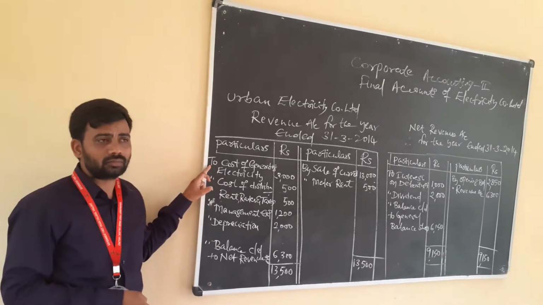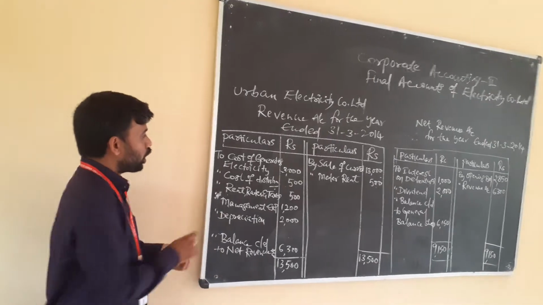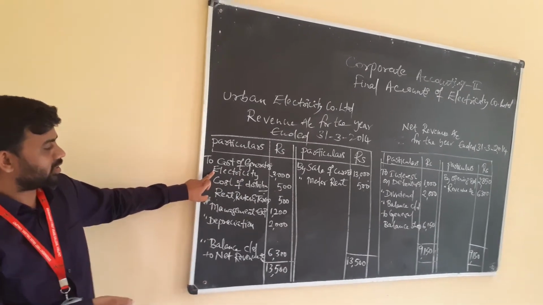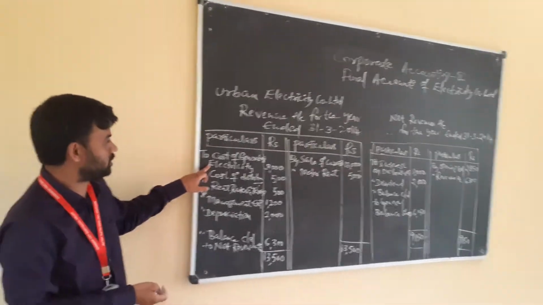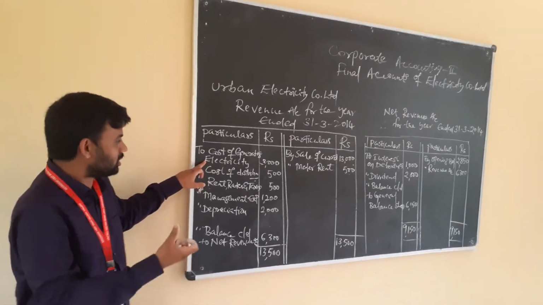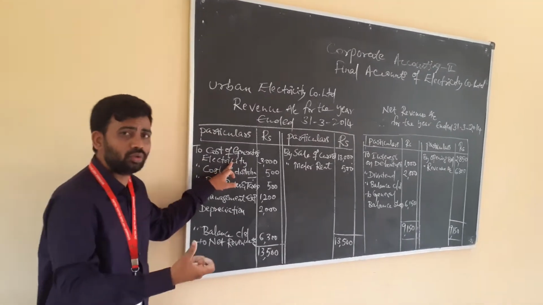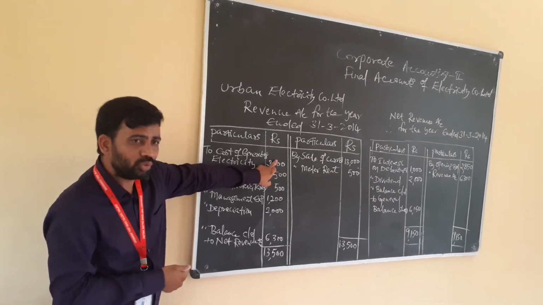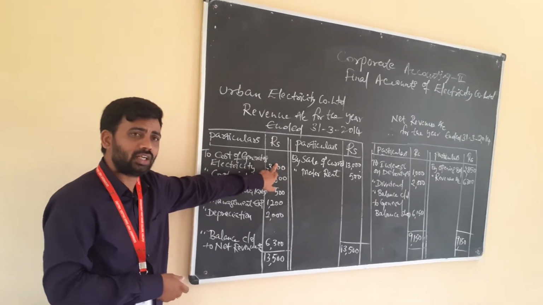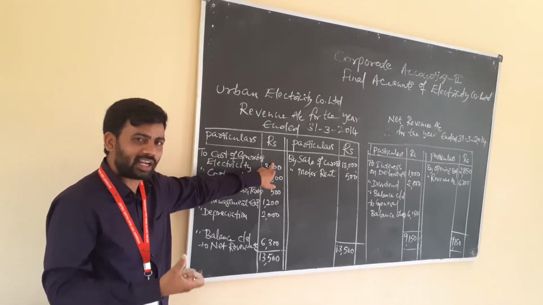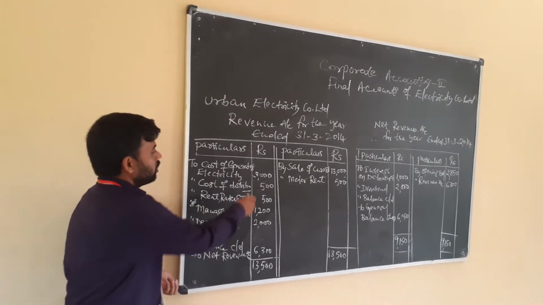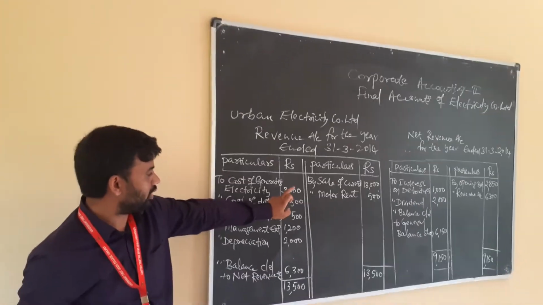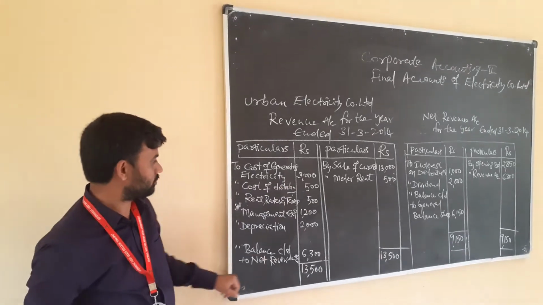In the problem, it is given that cost of generating electricity. Cost of generating electricity is an expense. It is a direct expense. For generation of electricity, as an electricity company, you need to incur some expenditure in order to generate power or electricity. So that amount given is rupees 3,000. Record that into the debit side.